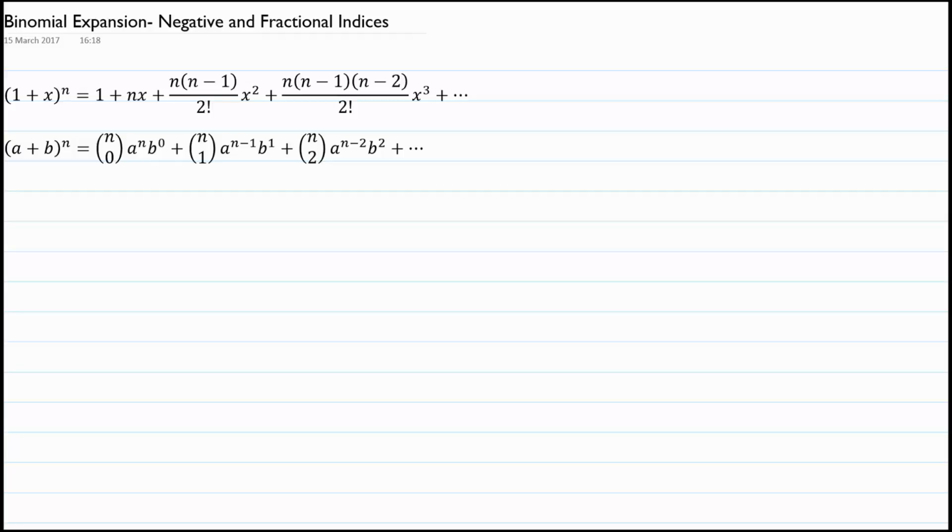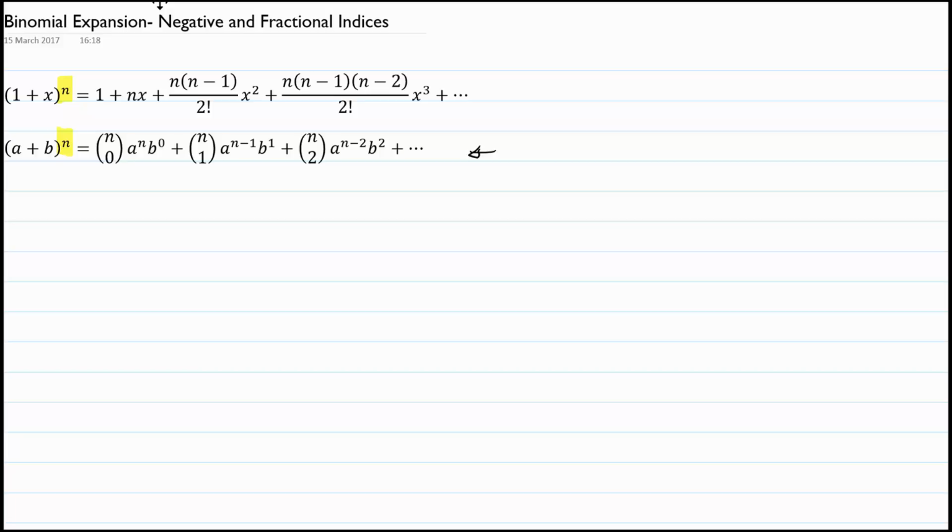Right, we're going to look at how to do binomial expansion with negative and fractional indices. The first thing we need to do is to adapt our formula, because our formula here is only going to work when n here is a positive integer. What we're going to do is adapt it to this formula here, where n can be negative or fractional.